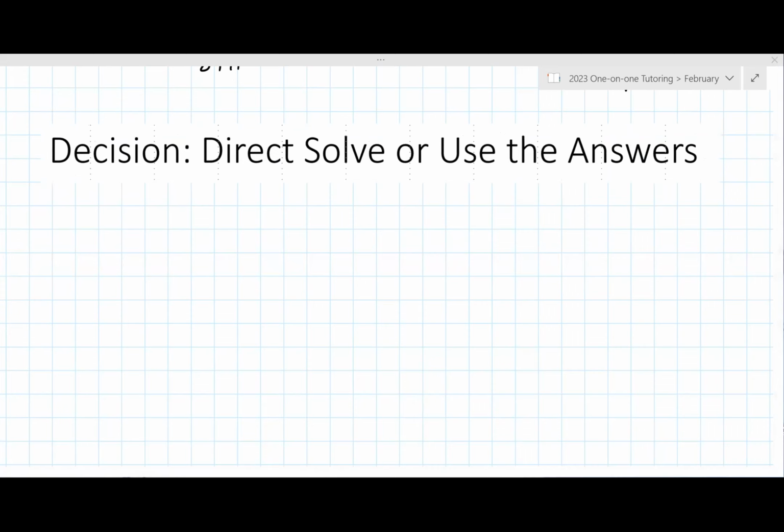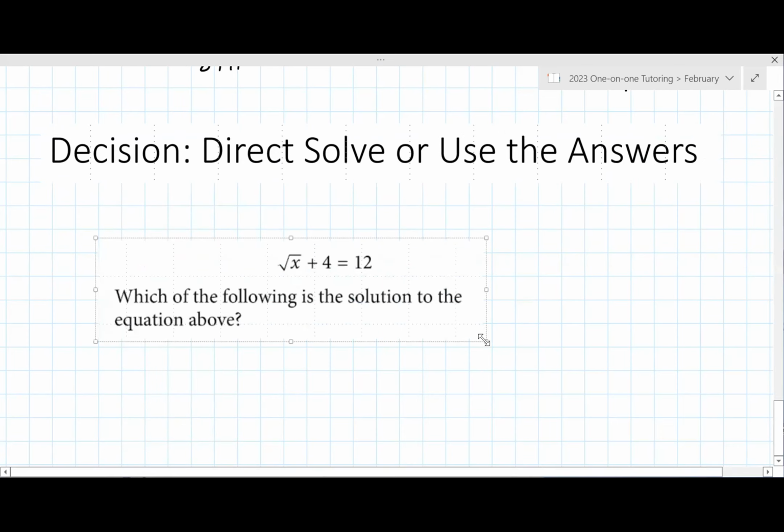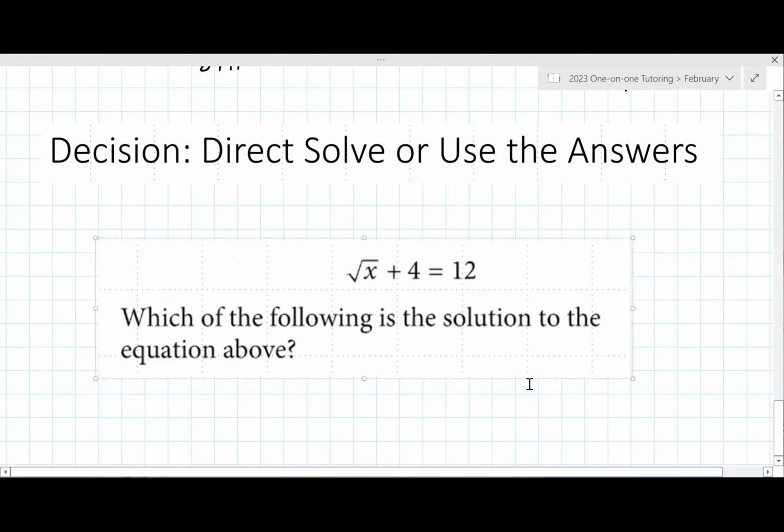Maybe you should just figure out by your own which answer is best for you. Okay, so it comes down to time. It comes down to which do you think is faster. So when you see a problem like this, how many places does x appear in the problem?